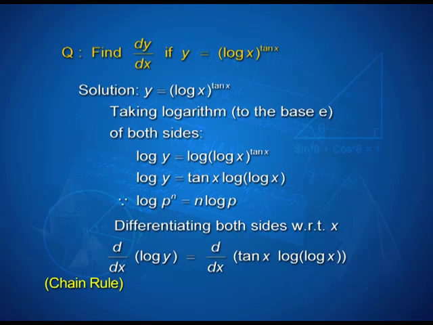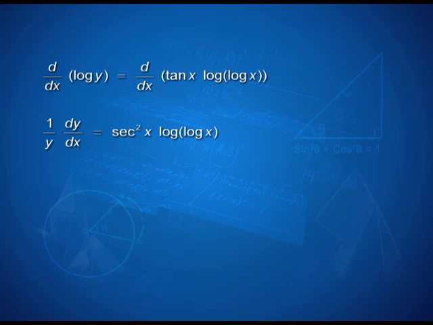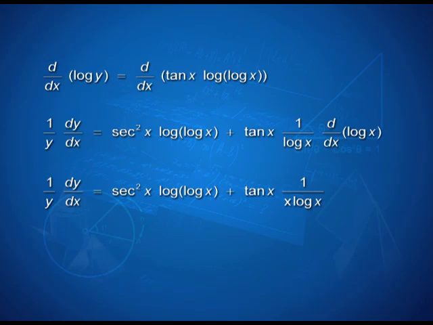So, to differentiate the right hand side, you need the product rule, and therefore, what would be the derivative of log y? 1 by y into dy by dx, whereas the right hand side will result as the application of product rule applied on tan x and log of log x. So, we get on differentiating 1 by y dy by dx equal to sec square x log x plus tan x, and note how we have differentiated log of log x.